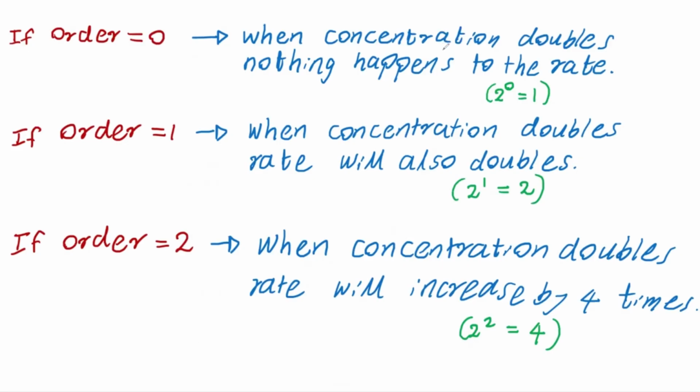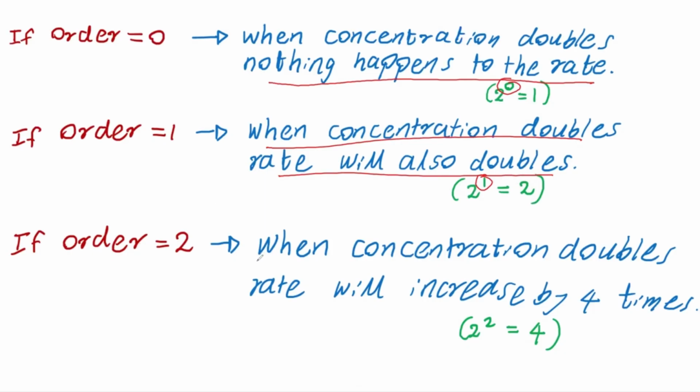So what you have to remember here is if your order is 0, nothing happens to the rate. It doesn't matter when your concentration doubles or triples, nothing happens to the rate because anything to the power 0 is 1. But when you double the concentration, if the rate also doubles, that means the order is 1, because 2 to the power 1 is 2. You double the concentration 2 times, 2 to the power 1 is 2. So the rate will also double.